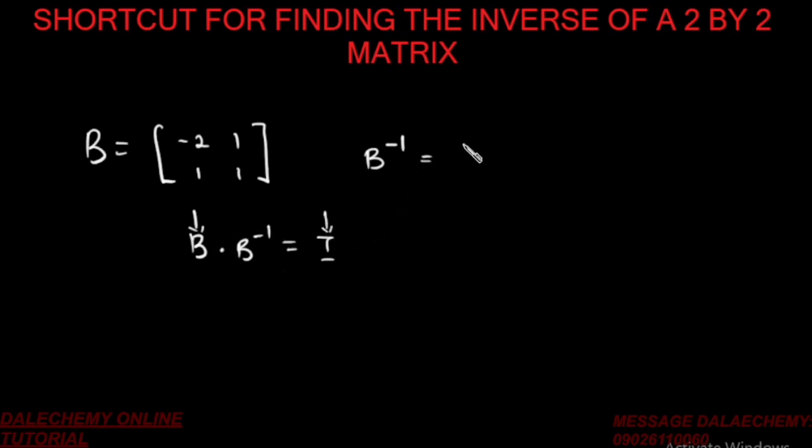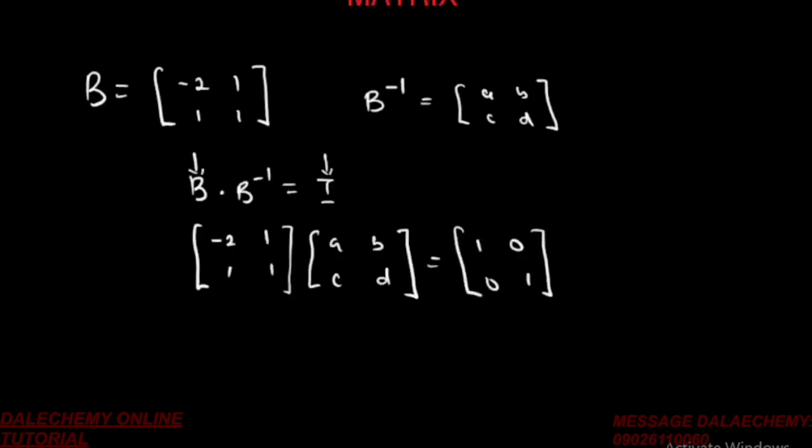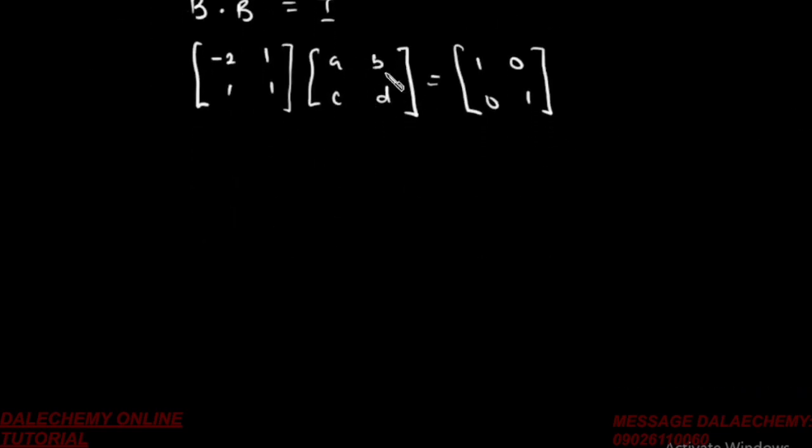Now, let us represent our inverse with these unknown elements. When we multiply the matrix B, which is minus 2, 1, 1, 1, by its inverse, which is A, B, C, D, we're going to have the identity matrix 1, 0, 0, 1. So this is what we're going to solve to get A, B, C, and D. If we are able to get A, B, C, and D, then we are able to get our inverse. So I'm going to use this row to multiply the first column.